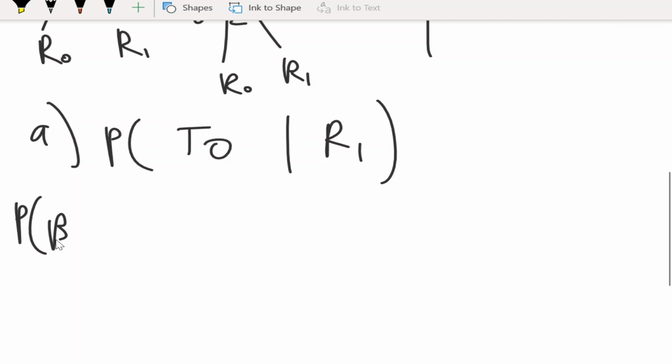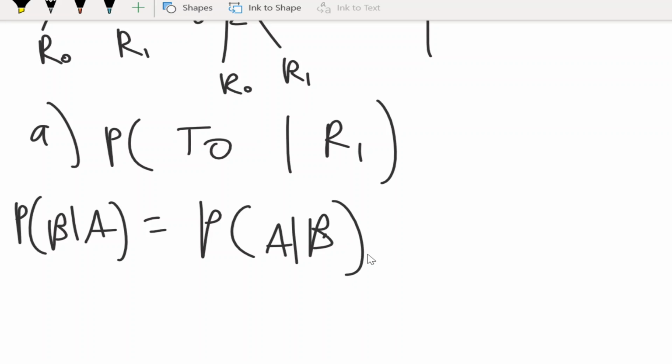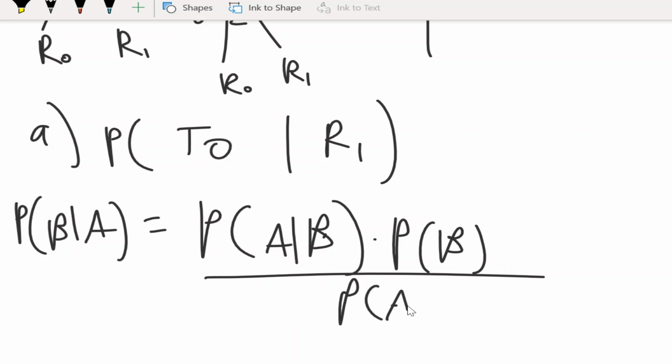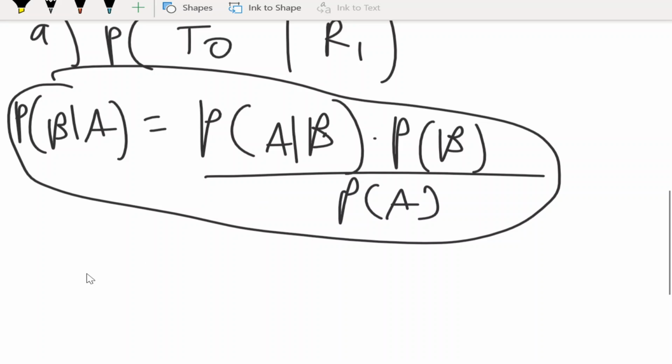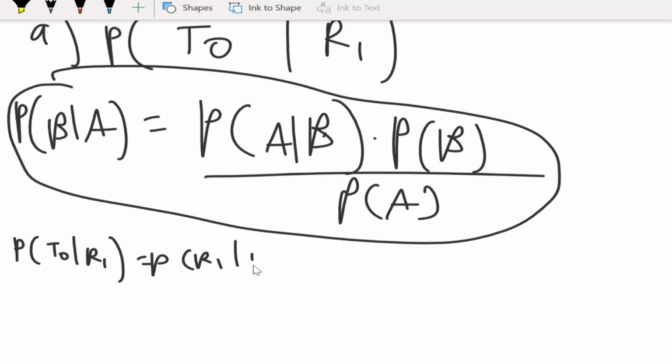Since we're going the opposite direction, that means we have to use Bayes' rule. As a reminder, this is Bayes' rule. And I'll rewrite our part A into Bayes' rule. Sorry, T0.